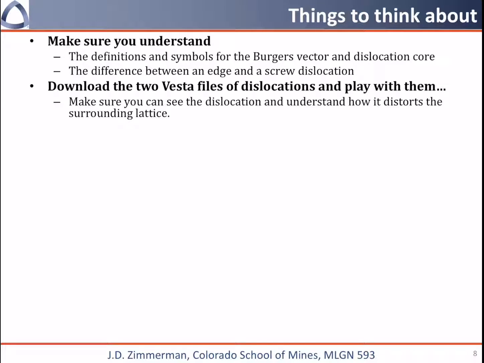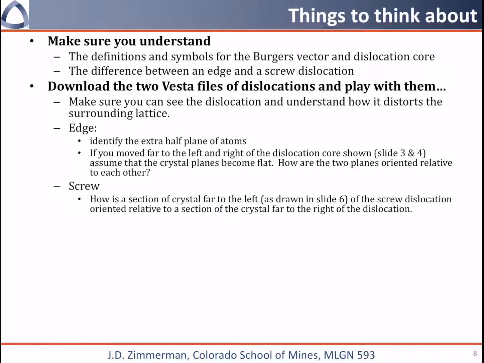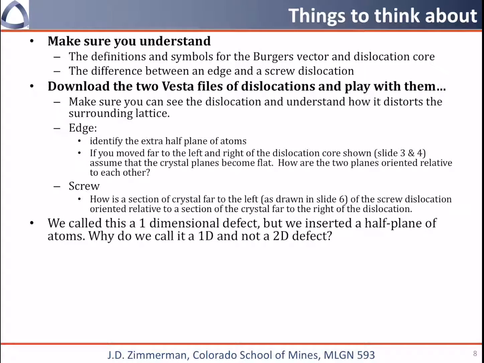I want you to make sure you can see where the dislocation is and understand how it distorts the surrounding lattice. For an edge dislocation, I want you to identify the extra half plane of atoms, and if you move far to the left or right of the dislocation core, as I showed on slides 3 and 4 of this presentation, and you assume that the crystal becomes flat, how are those 2 planes oriented relative to each other? For the screw dislocation, if we look at the orientation as drawn in slide 6, how is the section far to the left or far to the right of the screw dislocation? How are those 2 parts of the crystal oriented to each other?